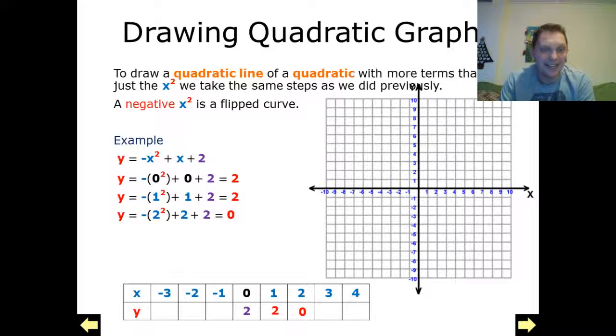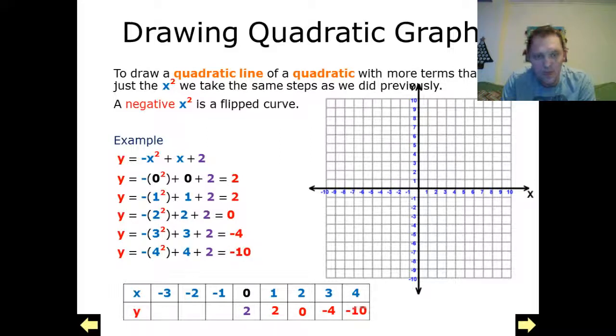When we replace x with 2, our answer is 0. Replacing x with 3, our answer is -4. Replacing x with 4, our answer is -10. But of course, we know that there's going to be some form of symmetry here. So for -1, we are going to have 0. For -2, we're going to have -4. And for -3, we're going to have -10.